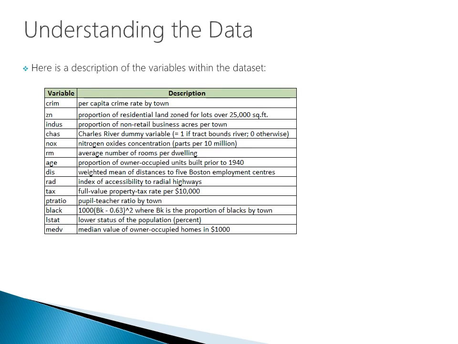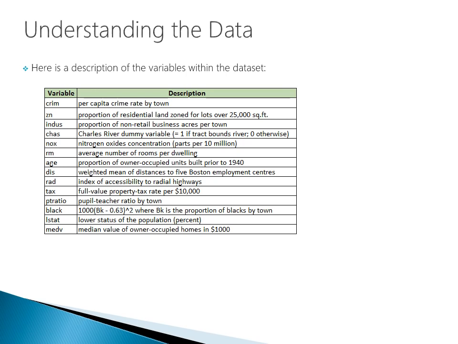Here is a description of the variables within the dataset. Now, most housing datasets, when we're thinking of the price of a home, include number of bathrooms, square footage, amenities, and so on and so forth. This dataset is a little different. We could expand the analysis and bring those considerations in, but that's not necessarily the goal of this assessment.